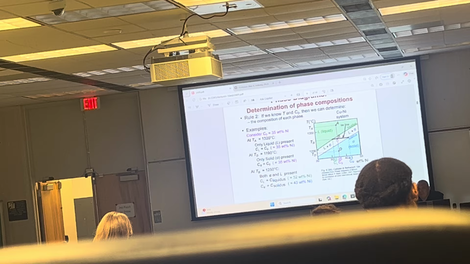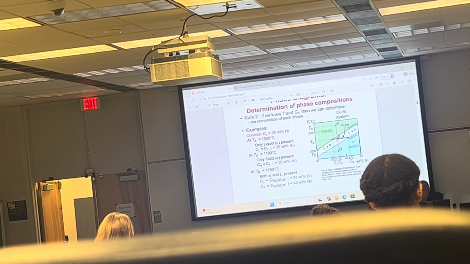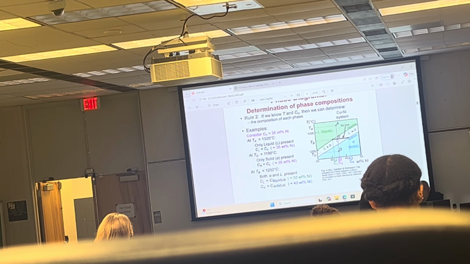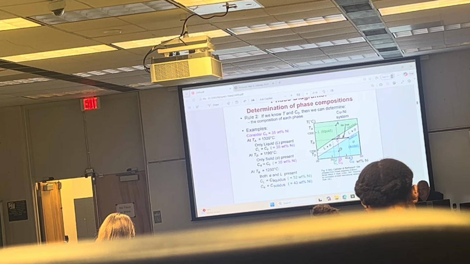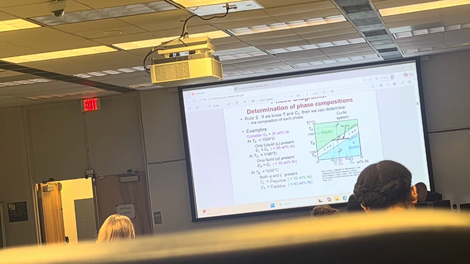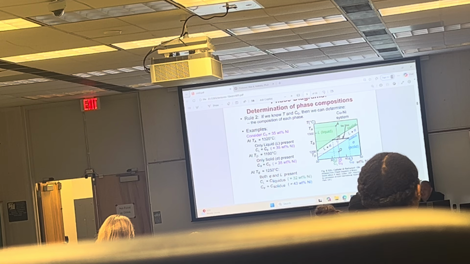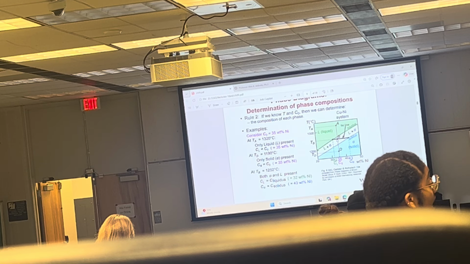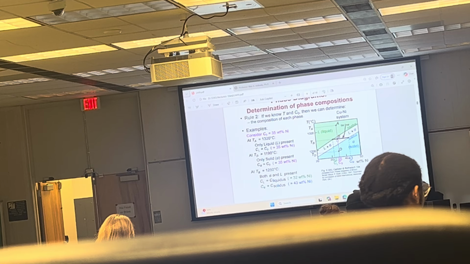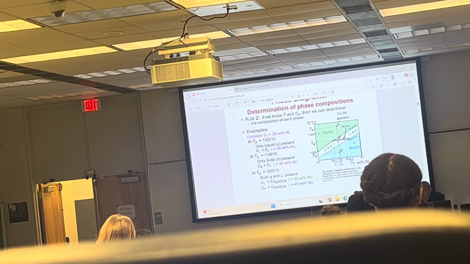What do we have above the liquidus line? Why is it called liquidus line? Liquid. Okay, good. What do we have below the solidus line? Solid. What do we have in between? We have both. We have two phases, liquid and the solid. Okay. How can we determine the composition of each phase?